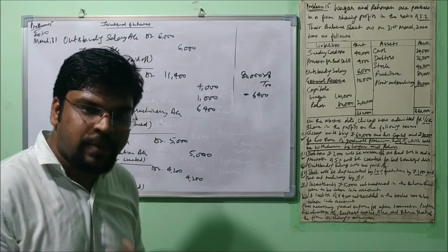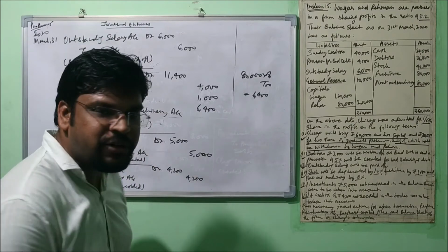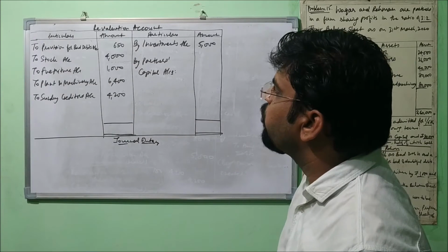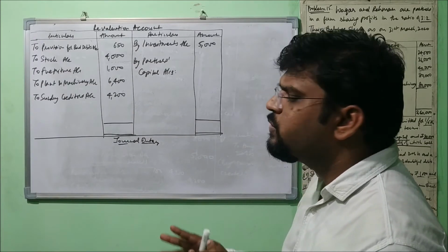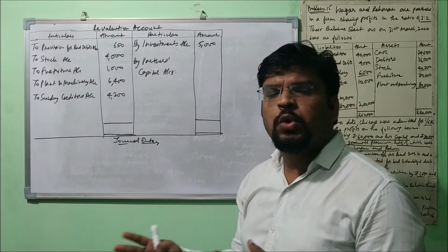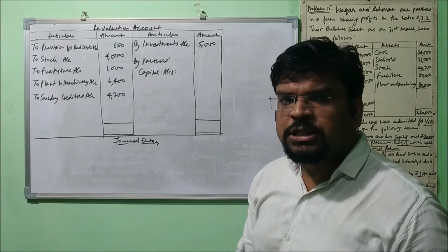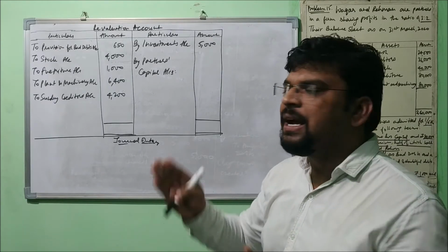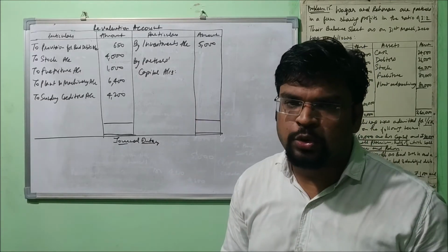So let's prepare the revaluation account and then we'll pass that entry. I'll leave a space for that. Have a look here, I have prepared the revaluation account. It's very simple to prepare. You just go back to the journal entries. In journal entries, wherever you find revaluation account, just pass that entry here. That has to be posted.